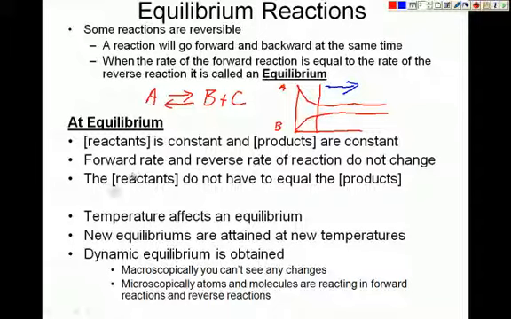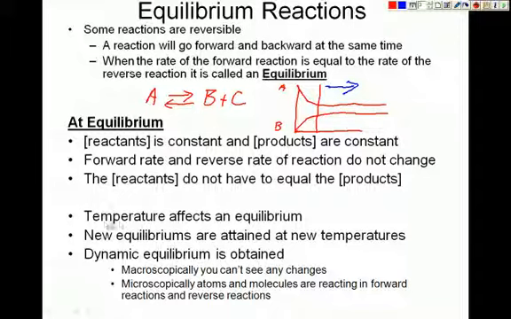Now, a lot of people get confused on this part. They think at equilibrium the concentration of the reactants has to equal the concentration of the products. That's not true. The concentration of the reactants, which is A right here, does not have to equal the concentration of the products. Just the rates of reaction have to equal each other.